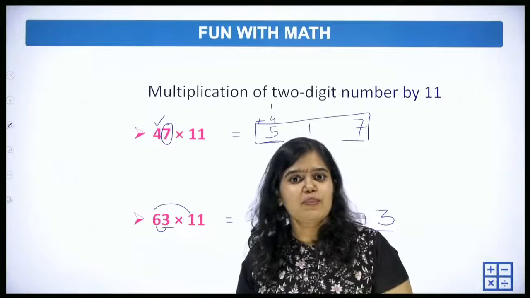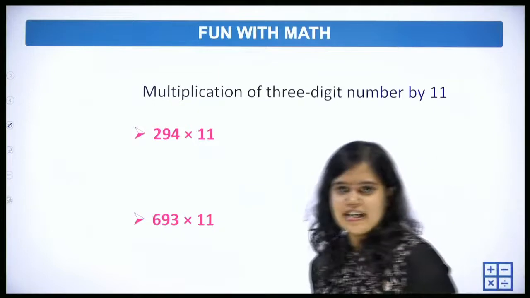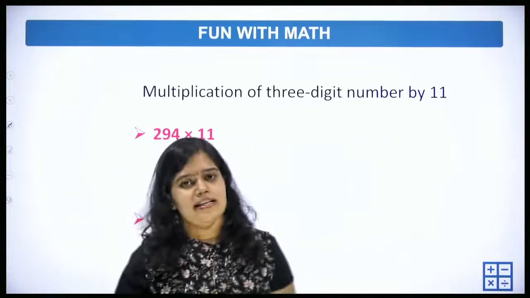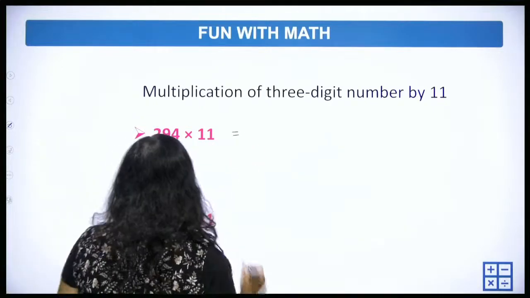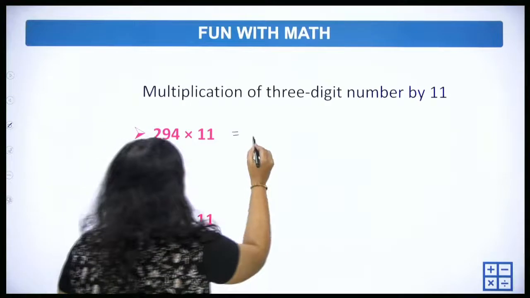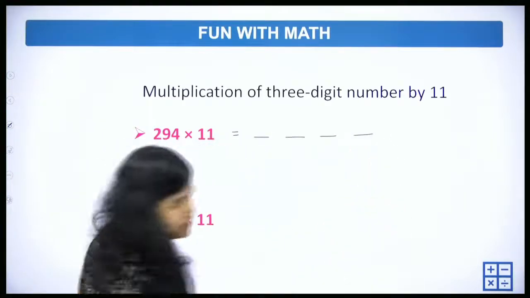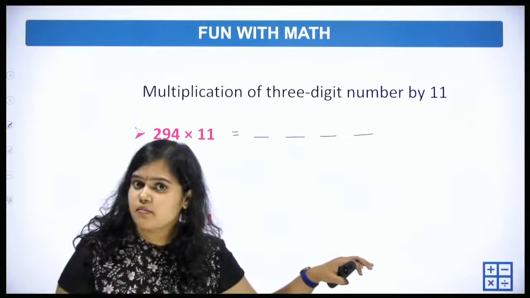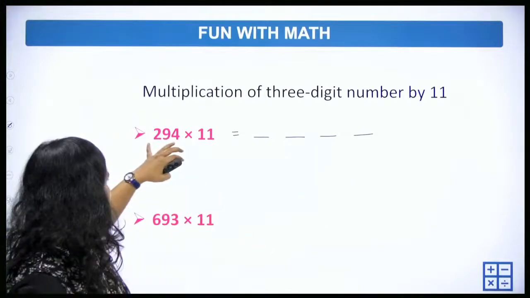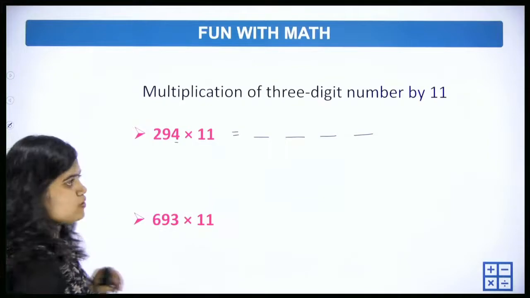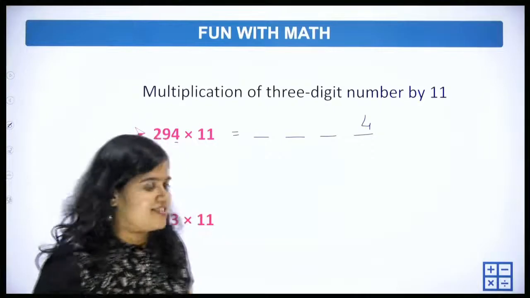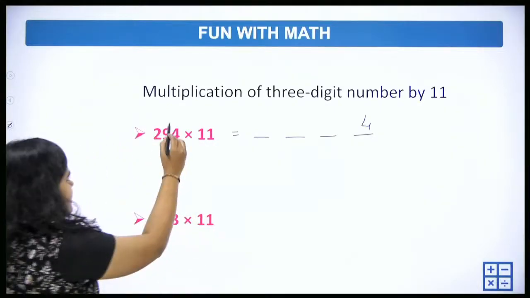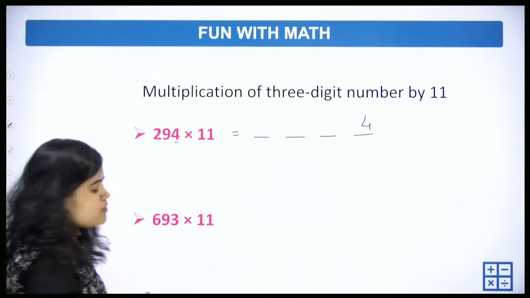Now let's look at how to multiply 3-digit numbers with 11. This also follows a similar pattern as 2-digit numbers. Let's see. We have 294. On multiplication we get a 4-digit number. Clear? And what is this 4-digit number going to be? We'll see now. Always the ones place will be the ones place of the number. This is fixed for 11. So this is going to be 4. No change in this.